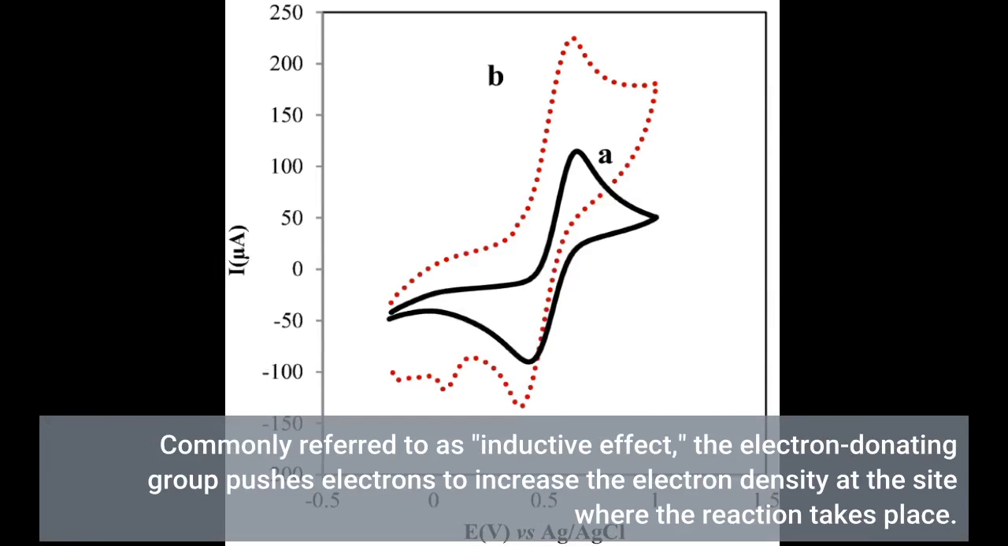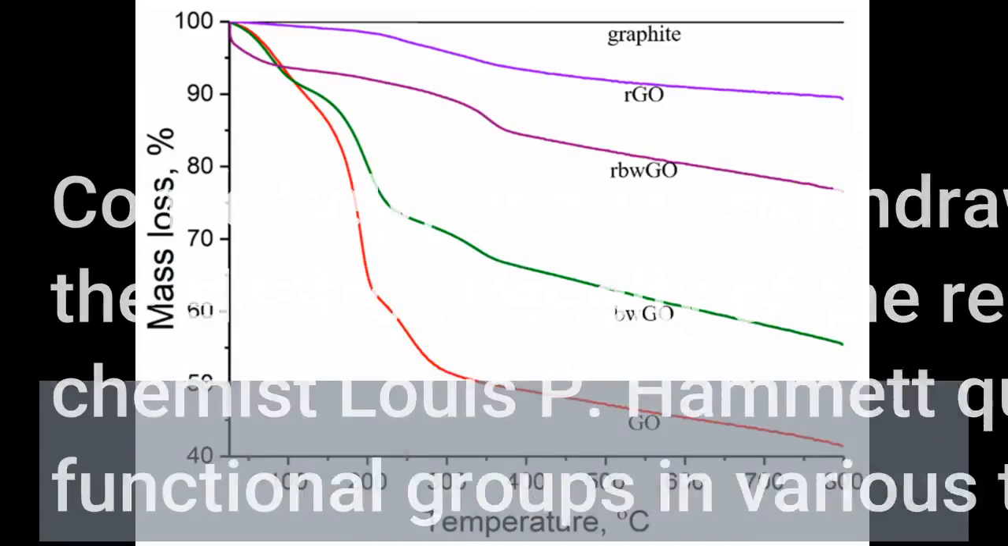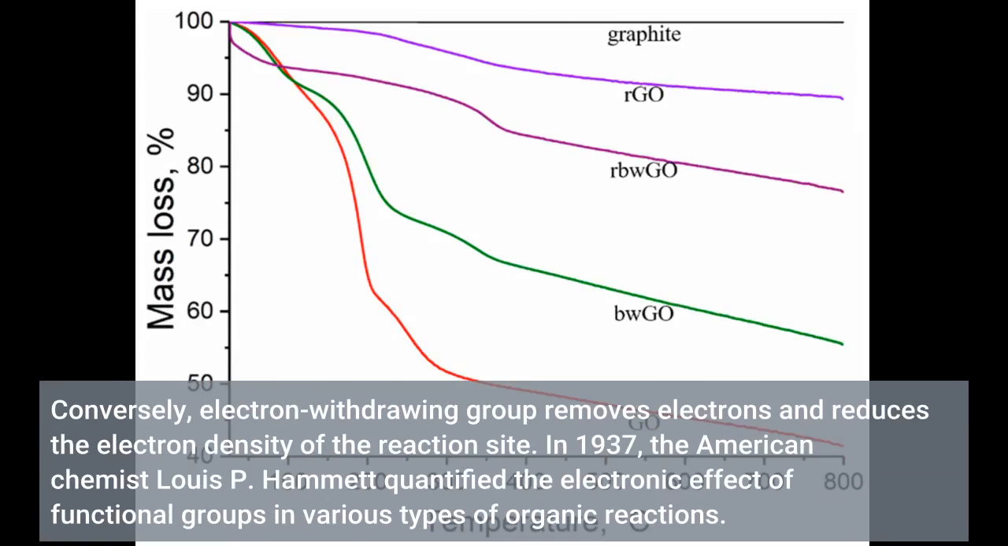Commonly referred to as inductive effect, the electron donating group pushes electrons to increase the electron density at the site where the reaction takes place. Conversely, electron withdrawing group removes electrons and reduces the electron density of the reaction site.